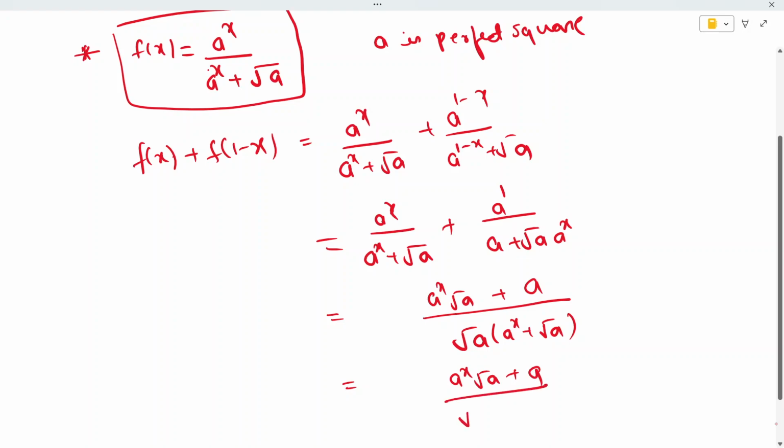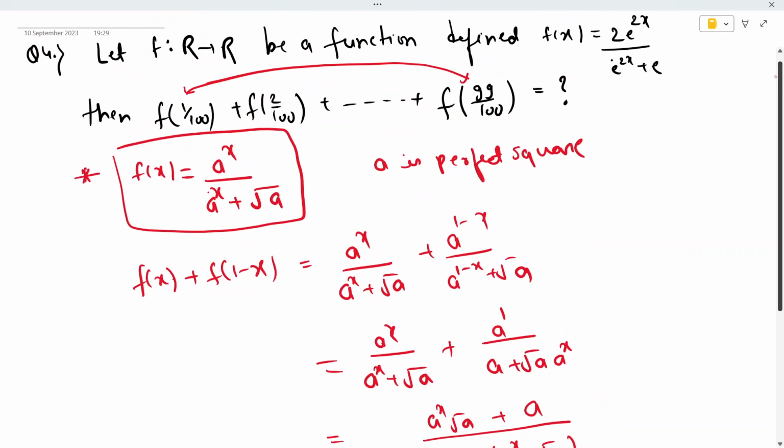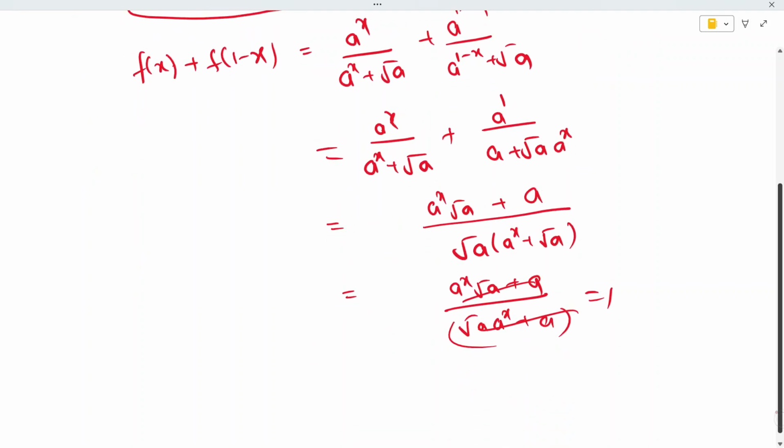You can do it yourself also. A to the power x plus a to the power 1, sorry, not x. This is equal to 1. That's why I do the calculation, because I don't remember the result. So what do you get? f of x plus f of 1 minus x is equal to 1.